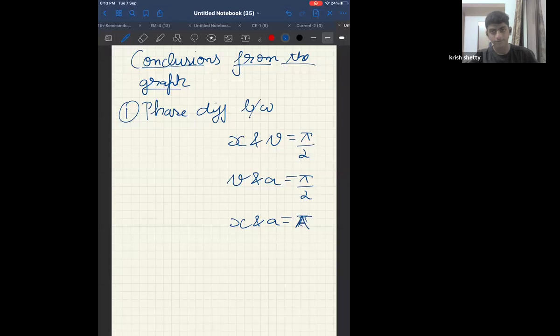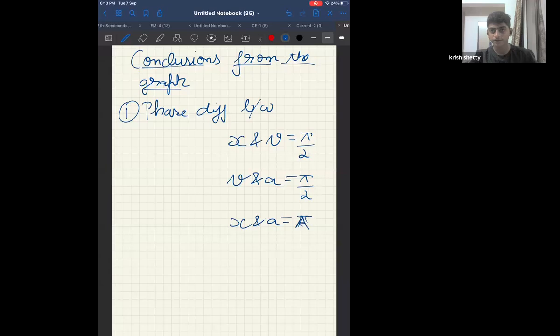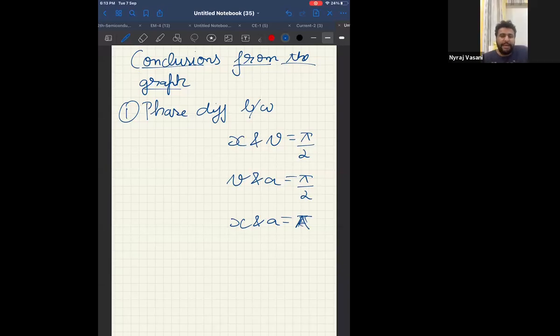Sir, can you explain again what phase difference is? When you do EMI, you will get a better idea. But phase difference is by how much one graph is leading the other graph. For example, what is sine 0? It is 0. But cos 0 is 90.